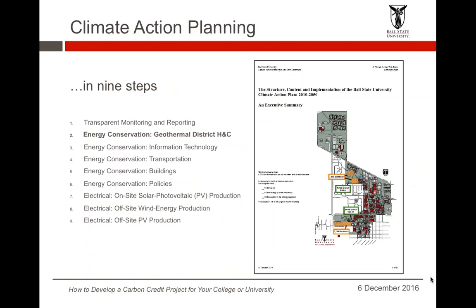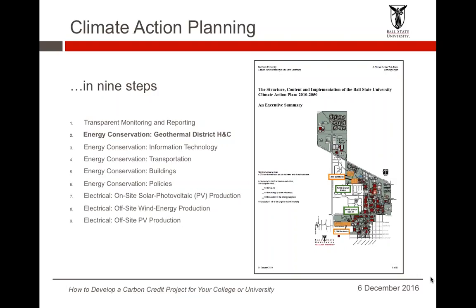Next slide. As a result, we had to prepare a climate action plan, which we did, as well as conducting our first greenhouse gas inventory. Our climate action plan has 9 steps, which includes transparency and monitoring of everything we do so that all stakeholders and constituents can be apprised of how we're working toward climate neutral conditions. We have 5 categories of energy conservation activity, which includes our large geothermal district heating and cooling facility that we installed and has been online now for a short time.